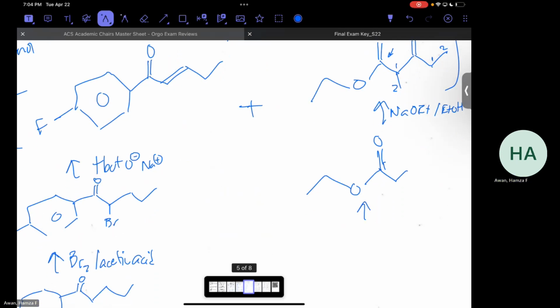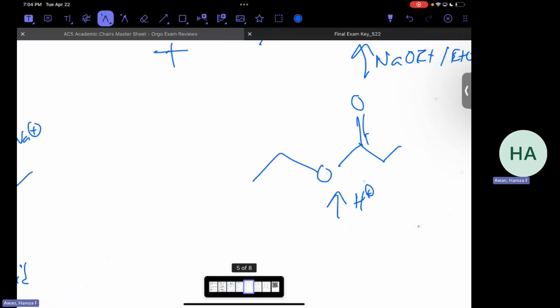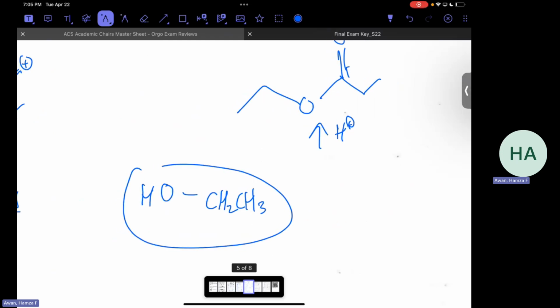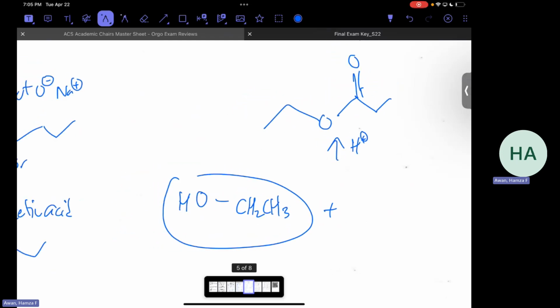Okay. And so now, very simple, we can use Fischer esterification, H plus. Remember, for Fischer esterification, you do have to put the H plus over the arrow. And then this is going to be CH2, CH3, and that CH2, CH3 is going to be connected to an alcohol. So we have an alcohol that's 2 carbons long. That's perfect. So that's one of our starting materials, plus the carboxylic acid.